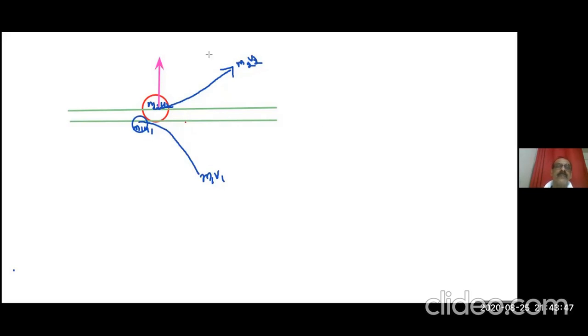M2. So this is theta 2. This is theta 1. Have you finished this diagram? Yes, sir.